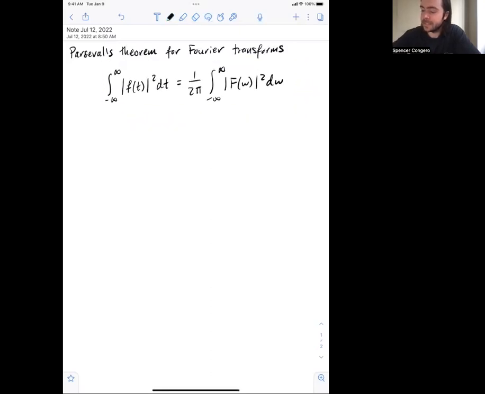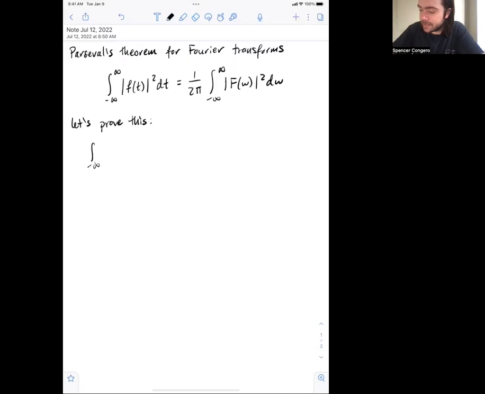It allows us to relate the energy of our signal in time to the integral of this energy spectrum in frequency. So this can be useful in much the same way that Parseval's theorem for Fourier series was useful. So let's prove this. Maybe some of these manipulations and techniques can be useful in other problems.